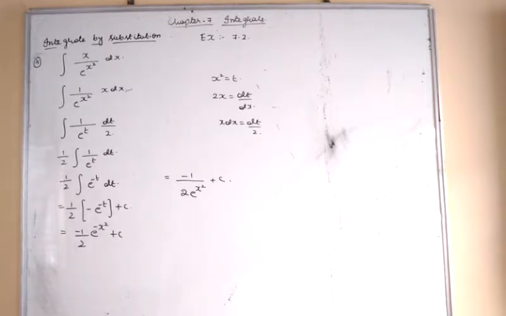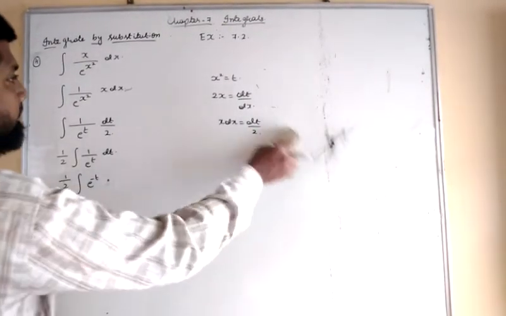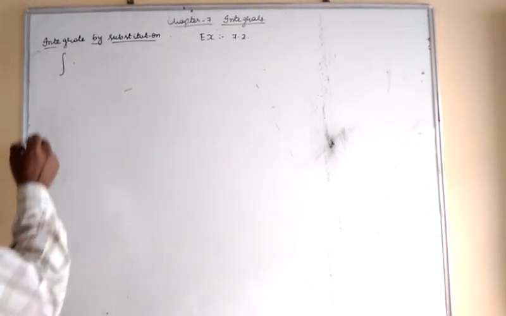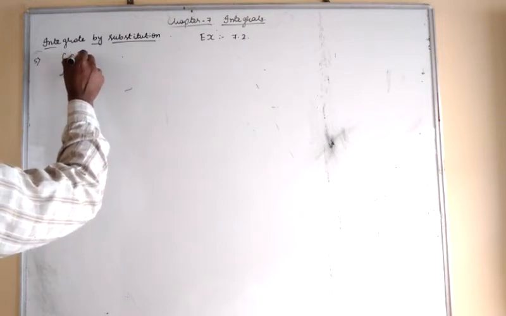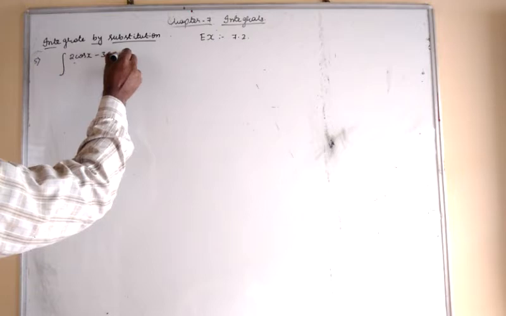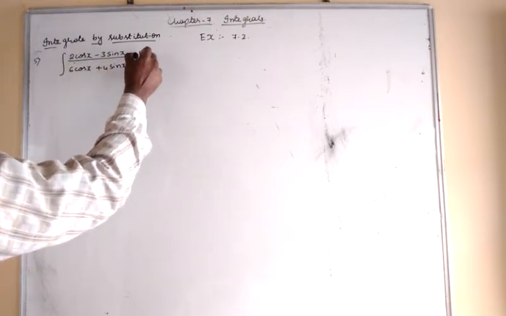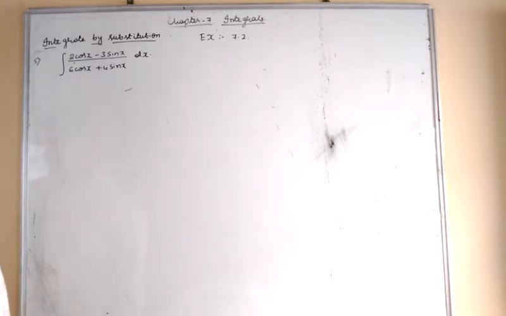Take down the next problem. Integration of (2 cos x minus 3 sin x) by (6 cos x plus 4 sin x) dx. Let us separate it.